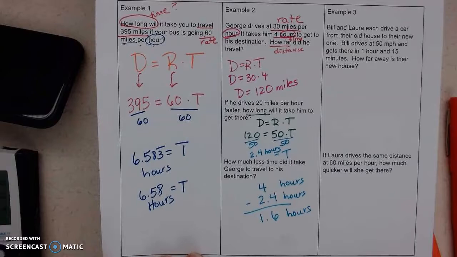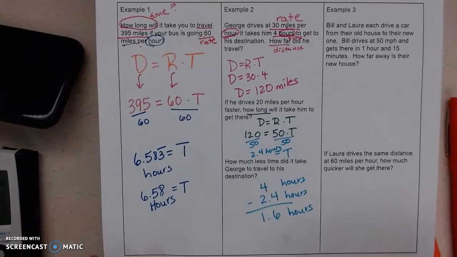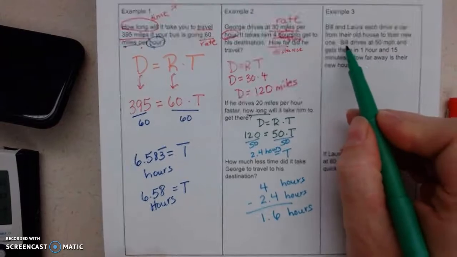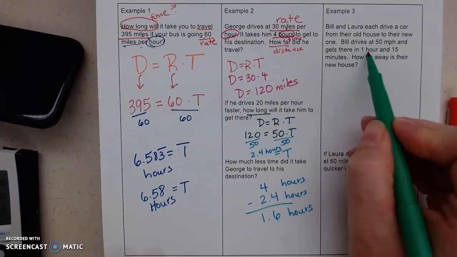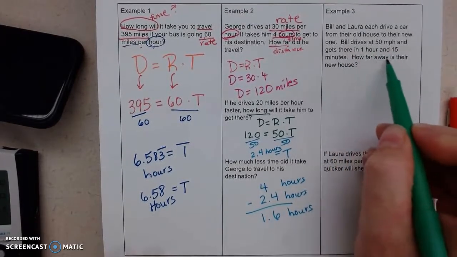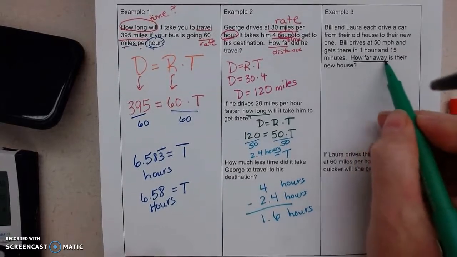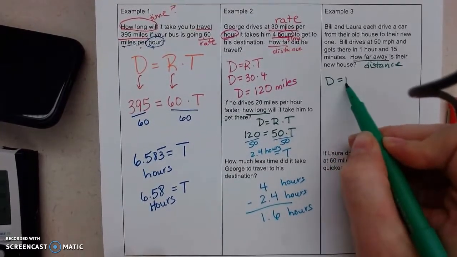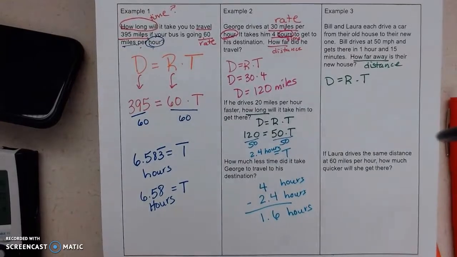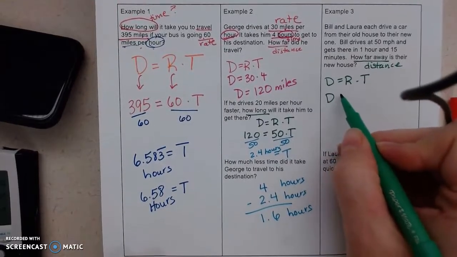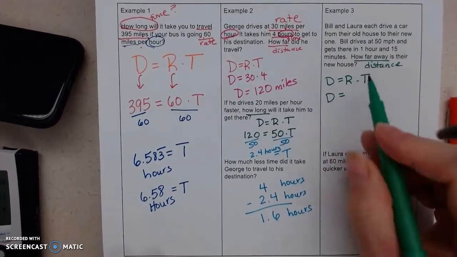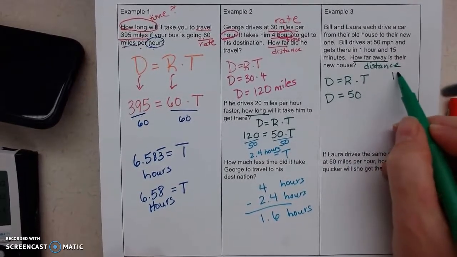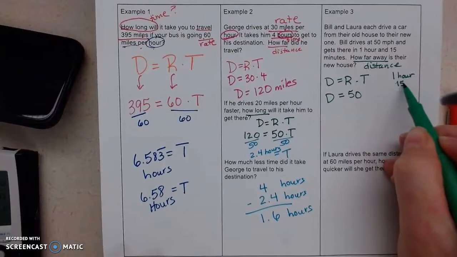All right, let's look at Bill and Laura. So Bill and Laura each drive a car from their old house to their new house. Bill drives 50 miles an hour and he gets there in 1 hour and 15 minutes. How far away is their new house? So how far away? That's a distance. So D equals R times T. I don't know the distance. So his rate is 50 miles per hour. And my time, I've got 1 hour and 15 minutes.